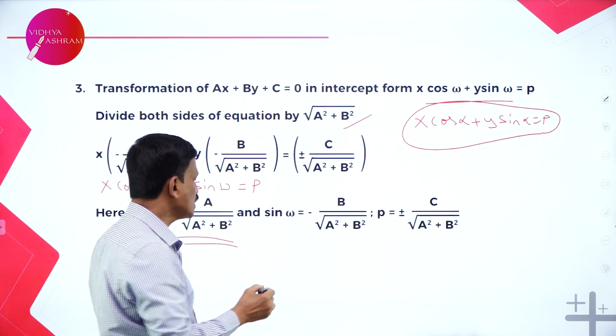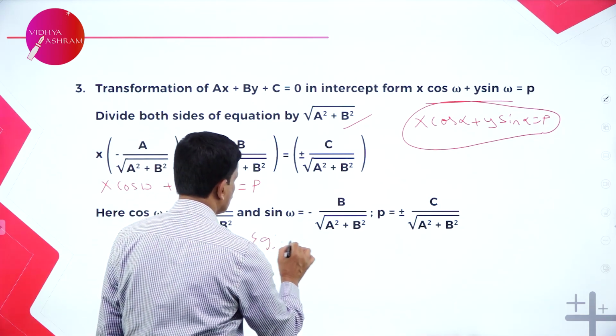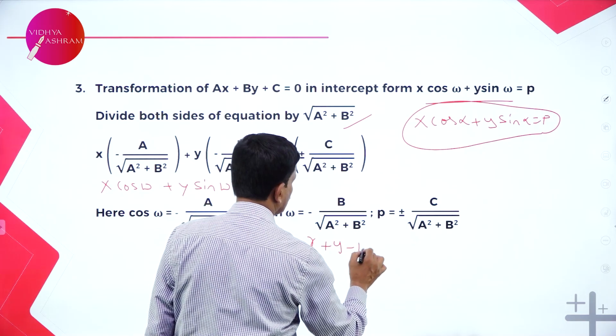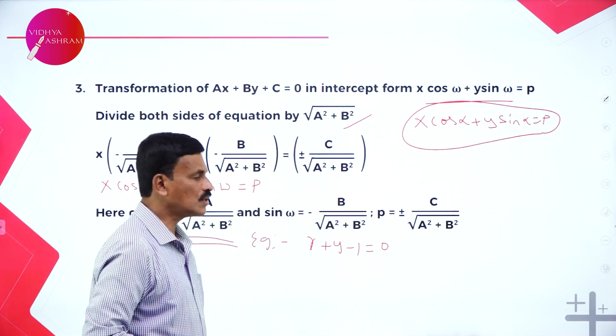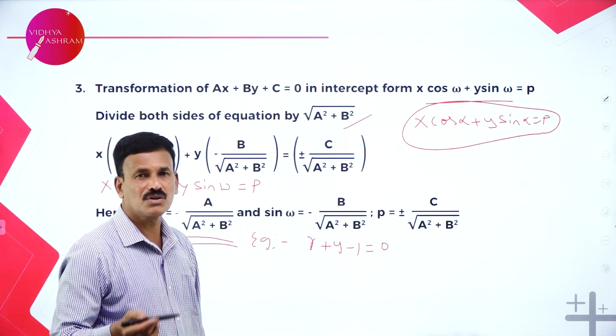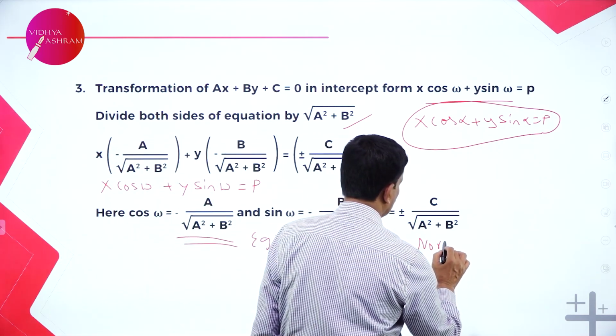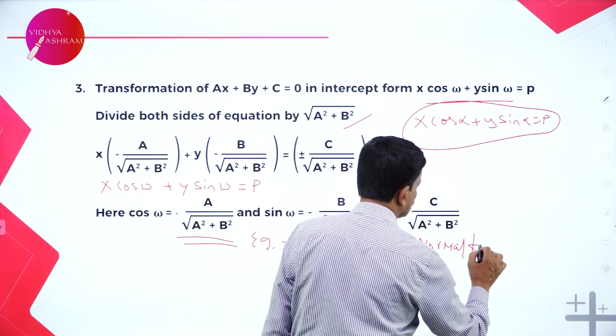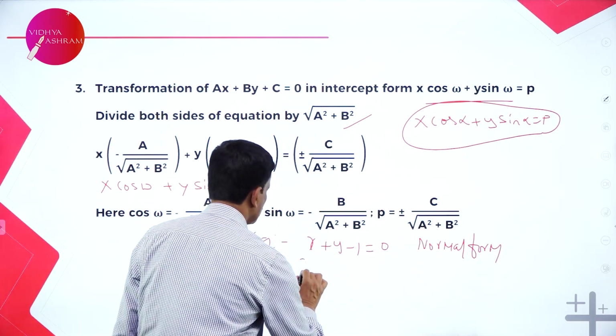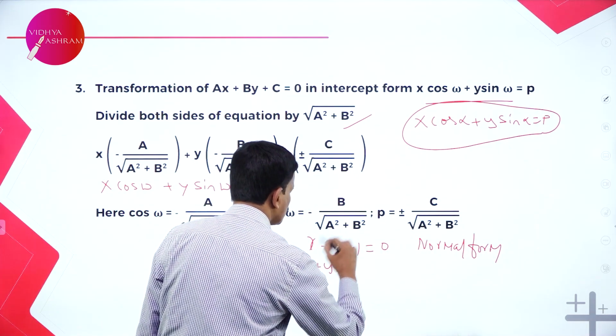Let us take one small example. Let us consider an example: x plus y minus 1 is equal to 0. Now, convert this x plus y minus 1 is equal to 0 into the normal form. So, how to convert this into the normal form? Now, this can be written as x plus y is equal to plus 1.